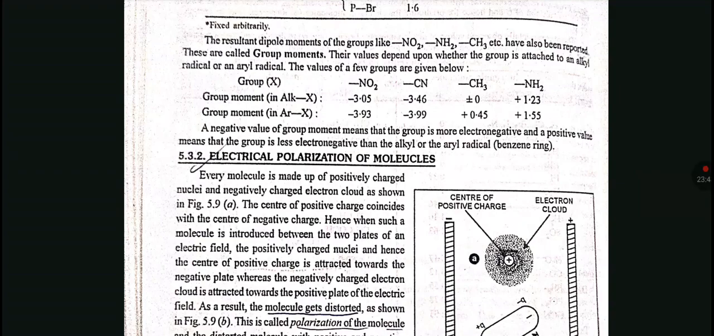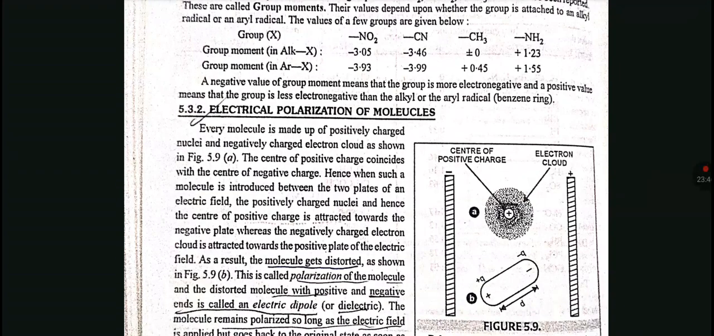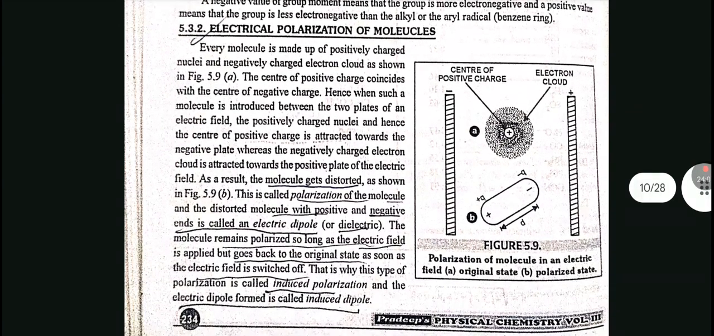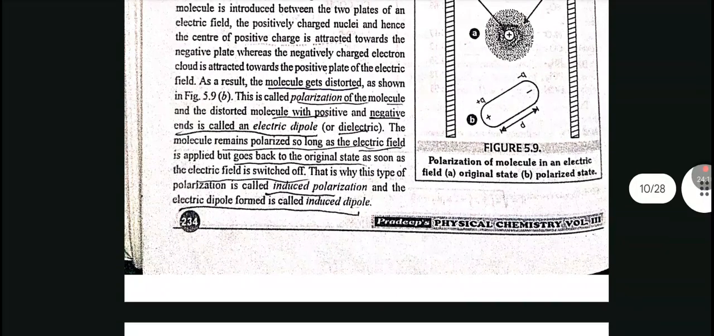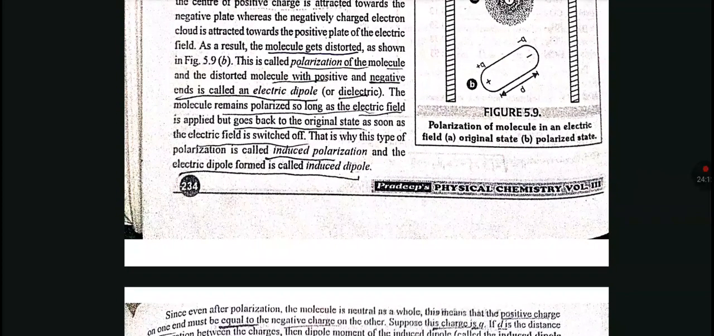Electrical polarization of molecule. Every molecule is made up of positively charged nuclei and a negatively charged electron cloud, as shown in figure 5.9a. The center of positive charge coincides with the center of negative charge. Hence, when such a molecule is introduced between the two plates of an electric field, the positively charged nuclei, and hence the center of the positive charge, is attracted towards the negative plate, whereas the negatively charged electron cloud is attracted toward the positive plate of the electric field. As a result, the molecule gets distorted, as shown in figure 5.9b.